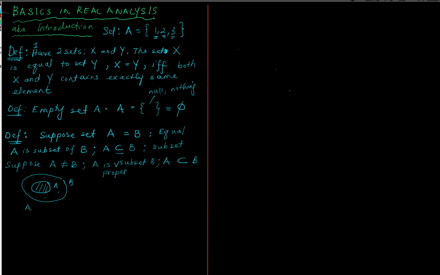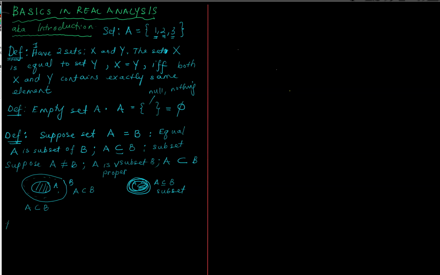So this will be A subset B. If I have everything in A also in B, they overlap with each other, this will be A subset of B. If I just use the word subset, it's everything in A is in B. If it's proper, not everything is there.